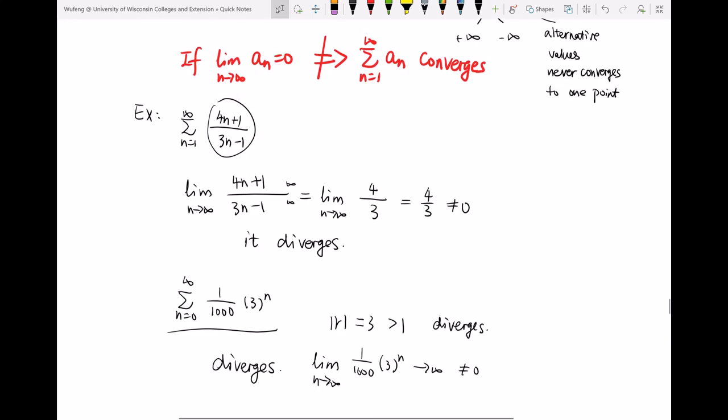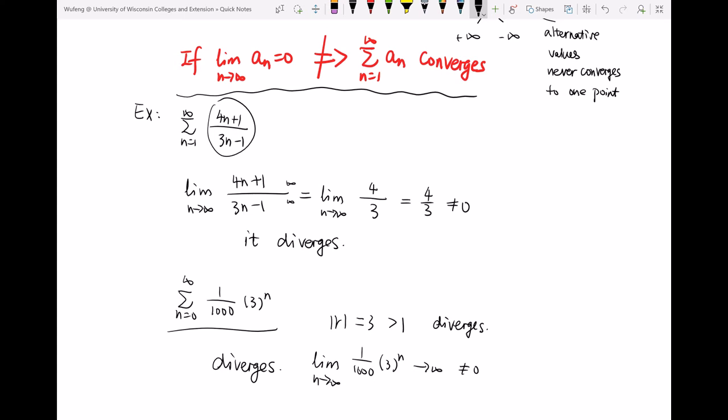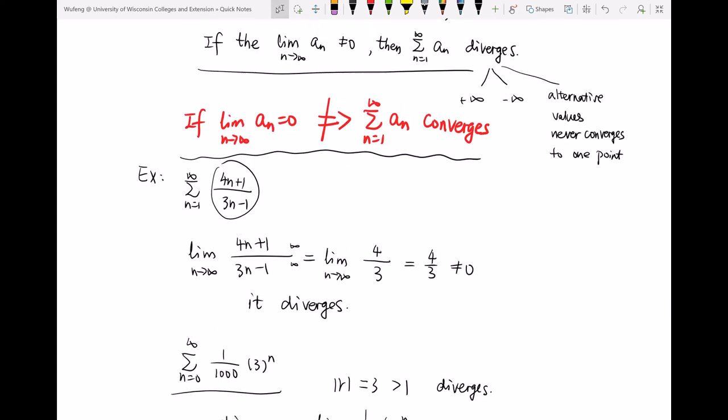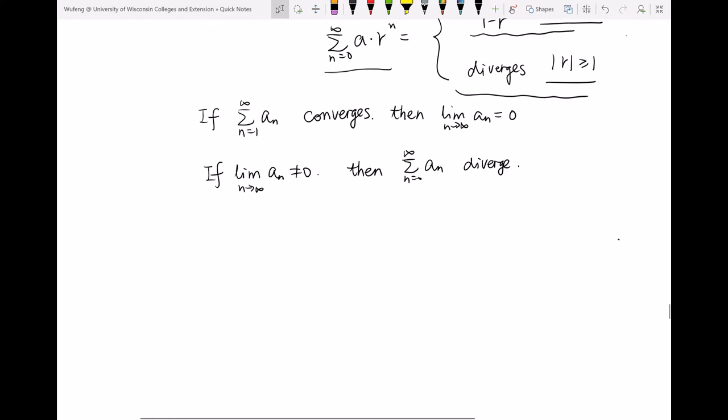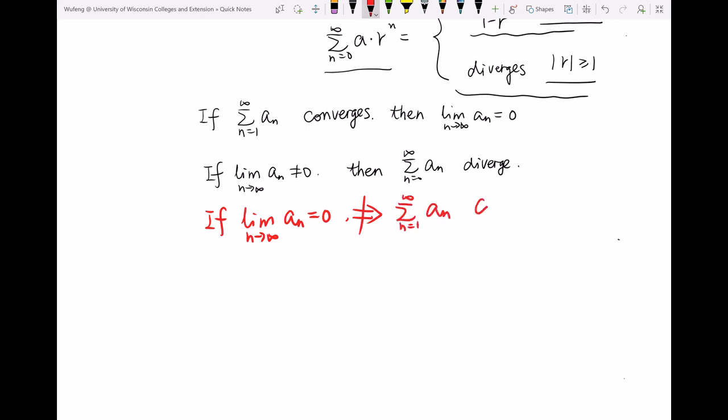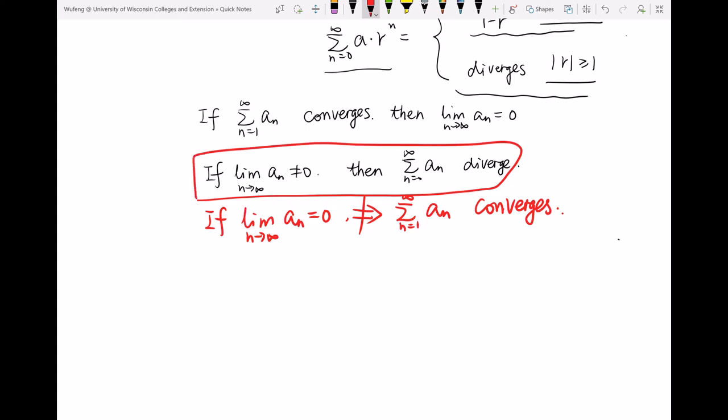Okay. And I also said something in the red mark here. I emphasize this one. A lot of students make a mistake here. If the limit as n goes to infinity of an equals 0, it does not mean the series from n equals 1 to infinity of an converges. You can't use this to test it. This is just a divergence test, not a convergence test. So even if we got the limit of an equal to 0, it does not mean the series converges.